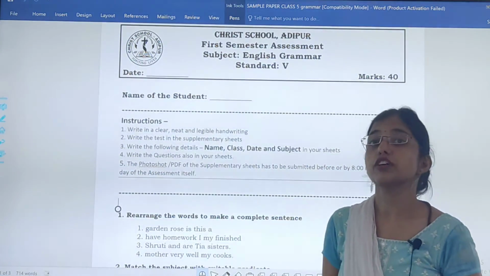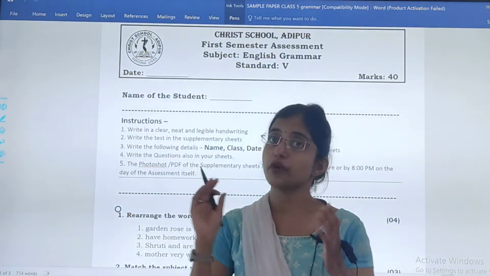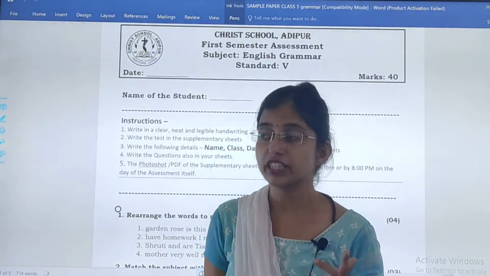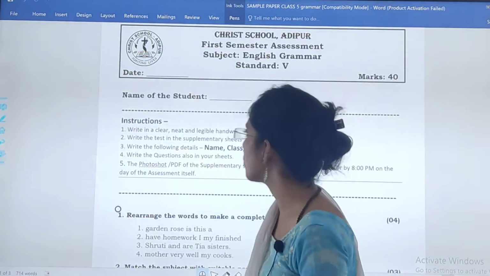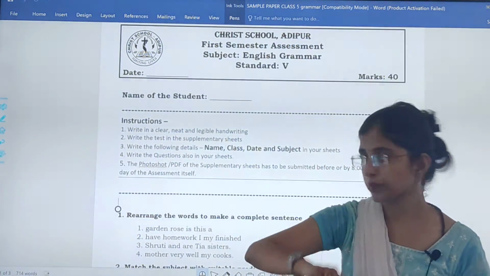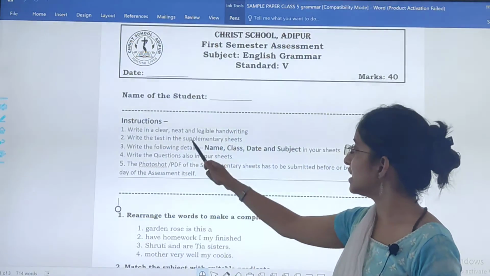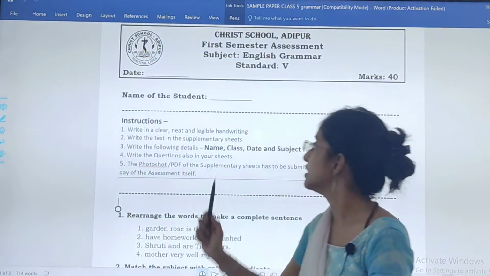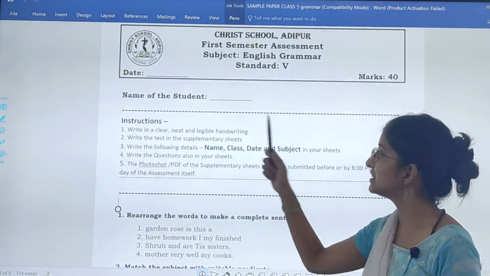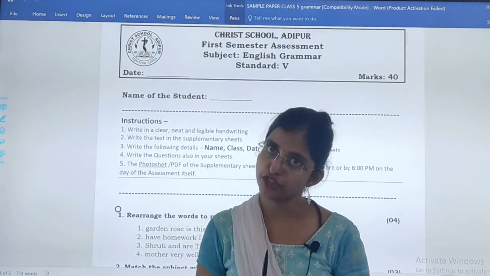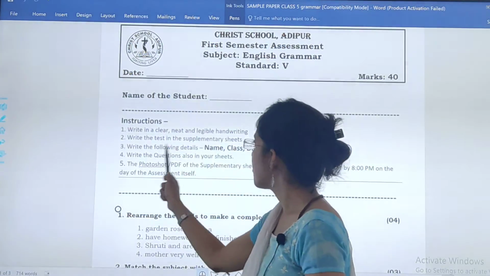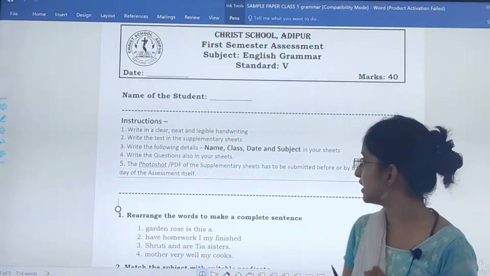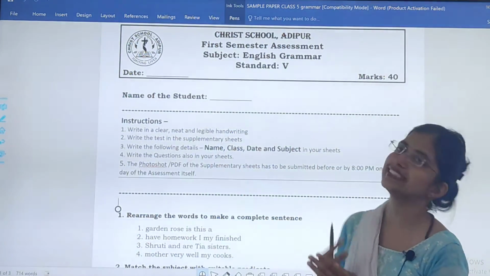First, we will see the guidelines, which are very important. There are some important instructions that you have to follow. Instruction number 1: write in a clear, neat and legible handwriting. Second, write the test in the supplementary sheets. Third, write the following details: name, class, date and subject.